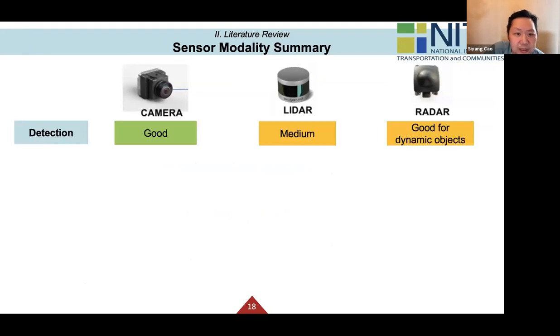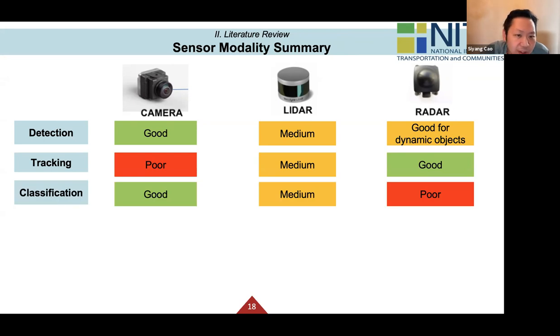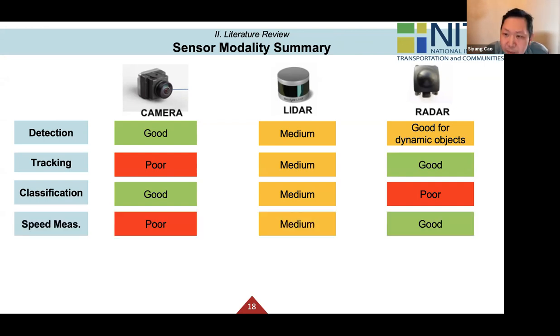So if we compare the three sensors, we can see camera typically has the best detection because camera can see more points and it's more clear. LiDAR is a little bit worse compared with camera in terms of resolution. Radar is the worst in finding the points because radar's resolution is not as good as the previous two, but radar can have good dynamic object detection. Basically, it can separate moving targets from the static ground. Another one is tracking. Radar already has a good velocity measurement, which makes the tracking better than the camera and LiDAR. In terms of classification, it's similar. If we have more information about one object, we see it more clearly, and typically we have a better classification. And for measuring speed, radar is the best.